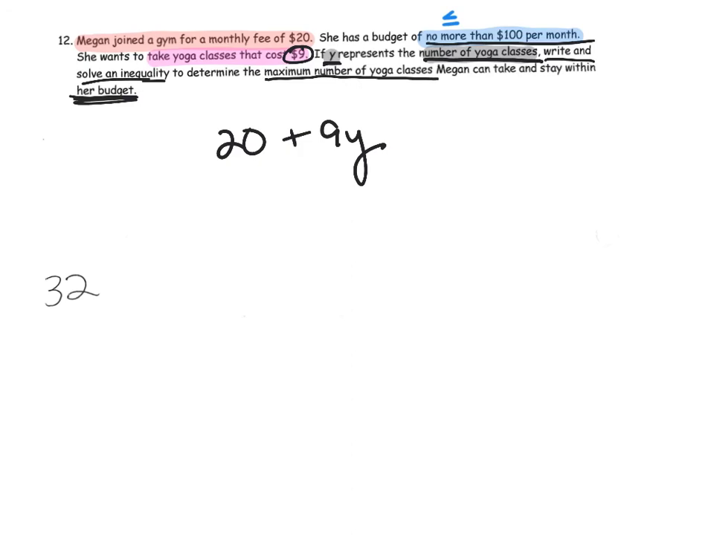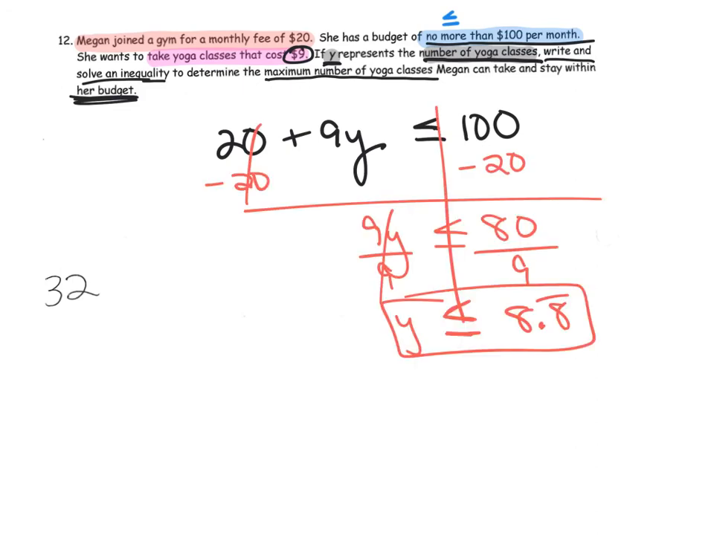So again, we're dealing with money. Money, this is $20. $9 per class, where we said Y is the number of classes. And she can spend no more than $100. So there's my inequality, guys. Okay, I have 20 plus 9Y is less than or equal to 100. And you guys can do the rest of this. Solve for Y.